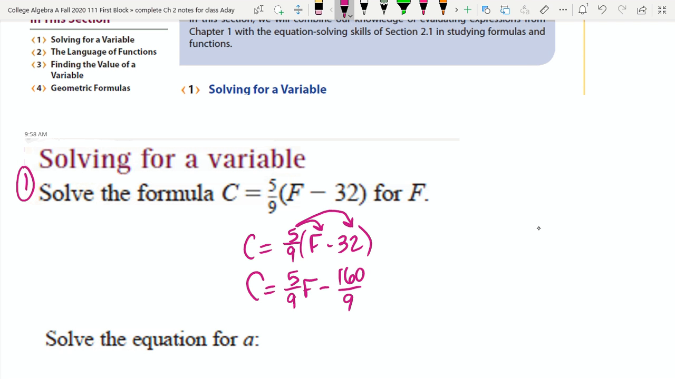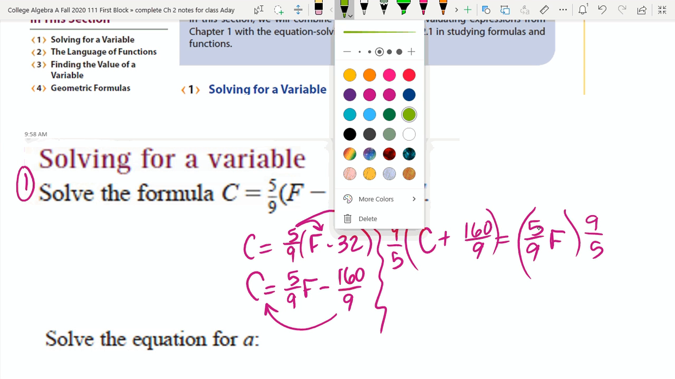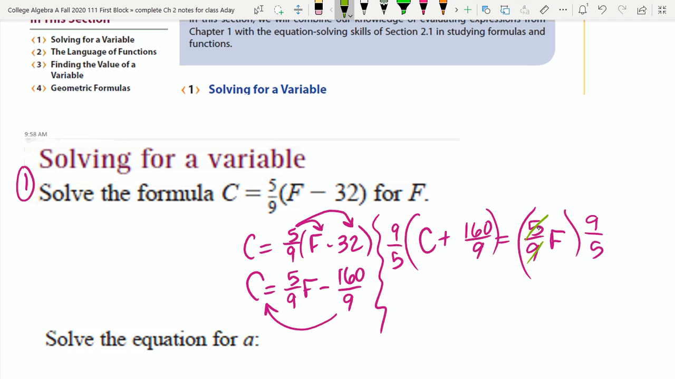Now, if I'm solving for F, I need to move this to that side. If it was minus, I'm going to add it. So that means I get C plus 160/9 equals 5/9 F. Now, to get rid of the 5/9, we're going to multiply both sides by 9/5. So when I do that, these cross off, and I have F on this side equals, and I'm going to distribute this through here. So that'll give me 9/5 C plus, when I go through here, the 9's go away.